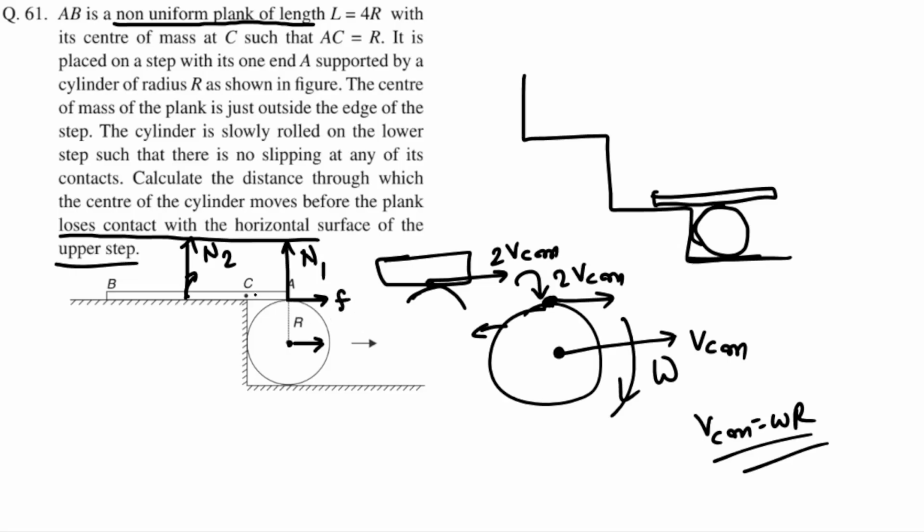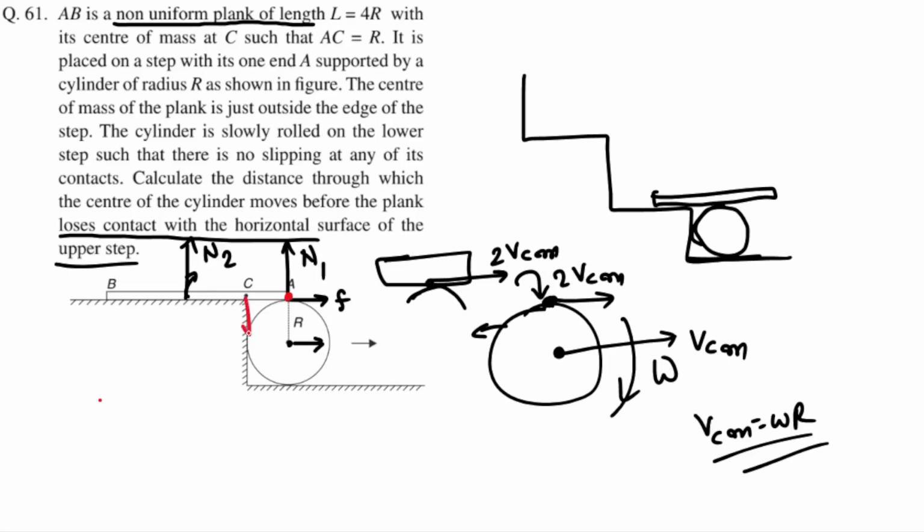Okay, so let us talk about torque of all these forces acting on the cylinder. So चलो torque हम किस point के around निकाल रहे हैं. Suppose कर लो इस point के around निकाल रहे हैं, plank के A end के around. So N1 और F का torque 0 हो जाएगा because these two forces are passing through this point.